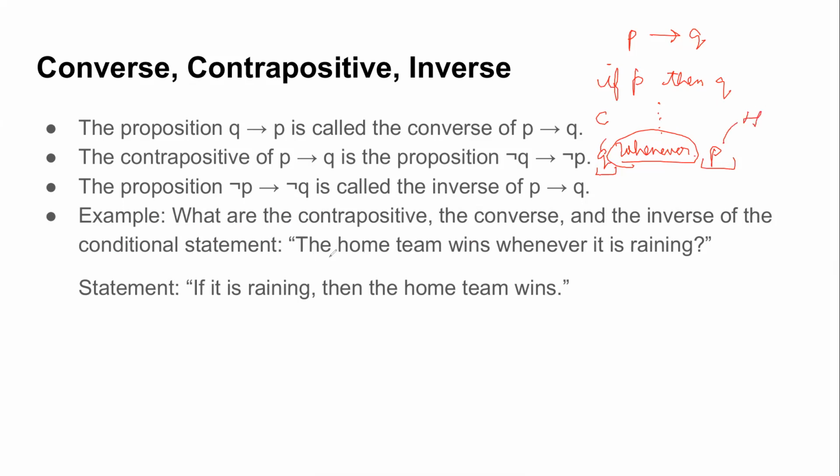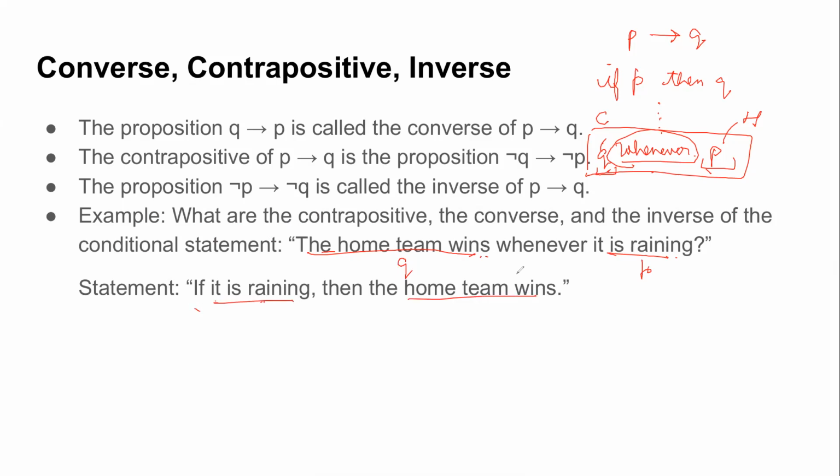Now in this statement, you can see which one is P and which one is Q. Which one is the Q or conclusion? Just follow this: Q whenever P. First one is conclusion, second one is hypothesis. So out of the two, the home team wins and it is raining, which one is the conclusion? Exactly, home team wins is the conclusion and it is raining is the hypothesis. And that's what I have done here when I write it in if P then Q form.